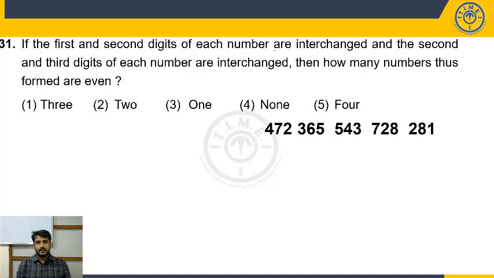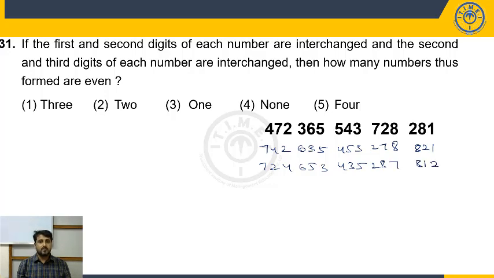If the first and second digits of each number are interchanged, then second and third digits are interchanged. How many numbers thus formed are even? First and second digits interchanged first. So it will become 742, 635, 453, 278, 821. Second and third digits of each number are interchanged: 724, 653, 435, 287, 812.